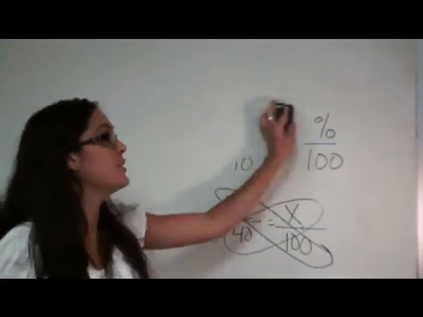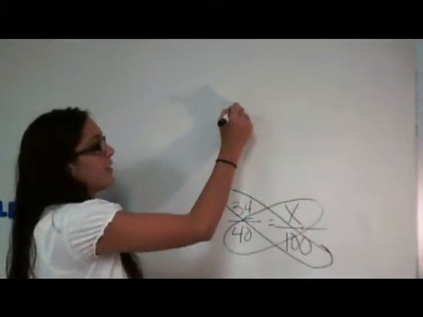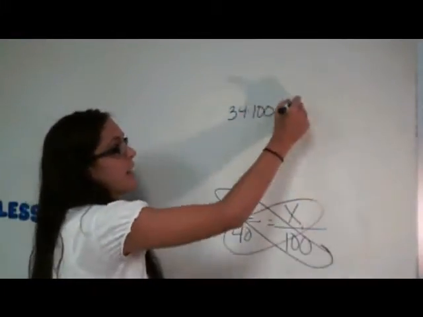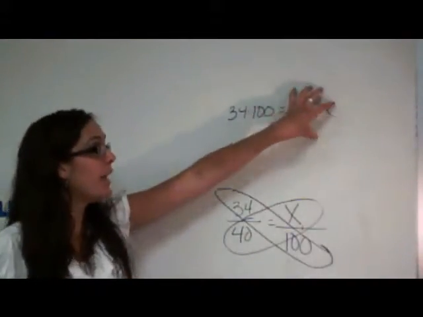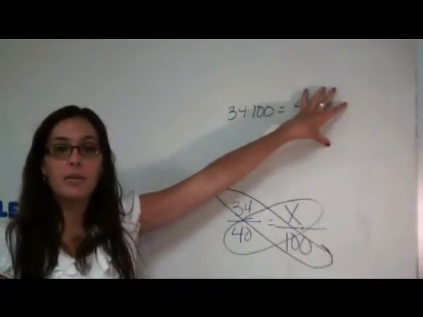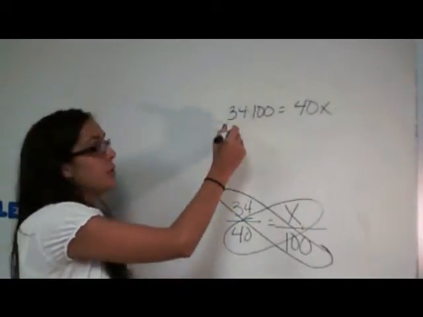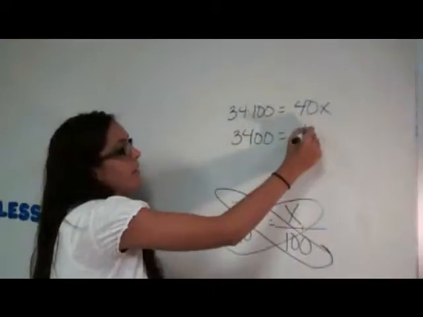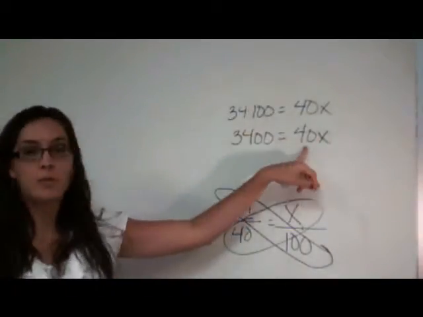So 34 times 100 and 40 times x. And this actually leads right into solving equations. So we have 34 times 100 equals, and then we want 40 times x. It does not matter if you have your 40 and x over here or 34 times 100 here. They'll work out the same way. So 34 times 100, the easy thing to do, we just add 2 zeros to the 34. And now it's 3,400 equals 40x.